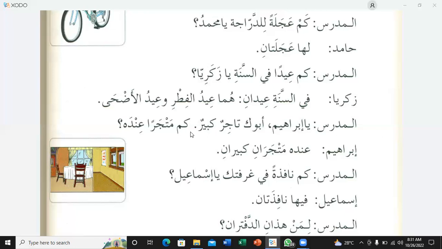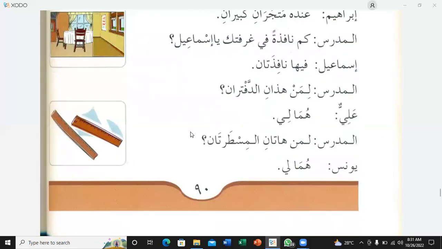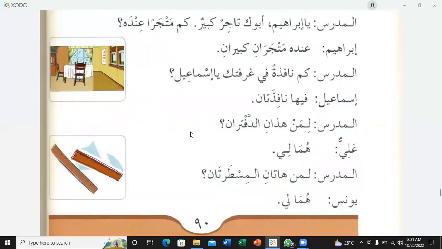Al-mudarris: Kam nafidhatan fi ghurfatika, ya Ismail? How many windows are there in your room, O Ismail? Ismail: Fiha nafidhatani. It means in it are two windows.